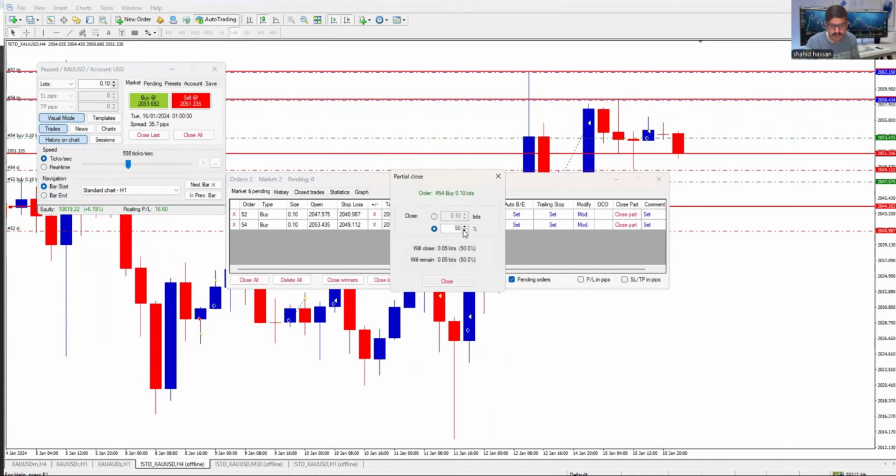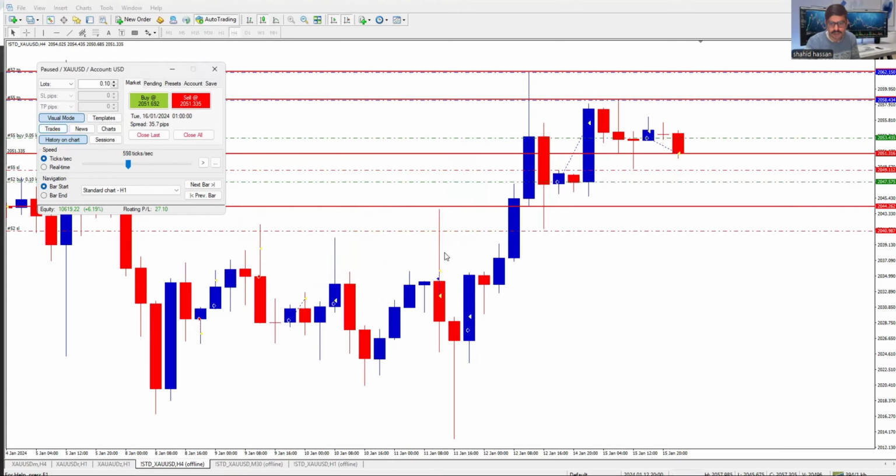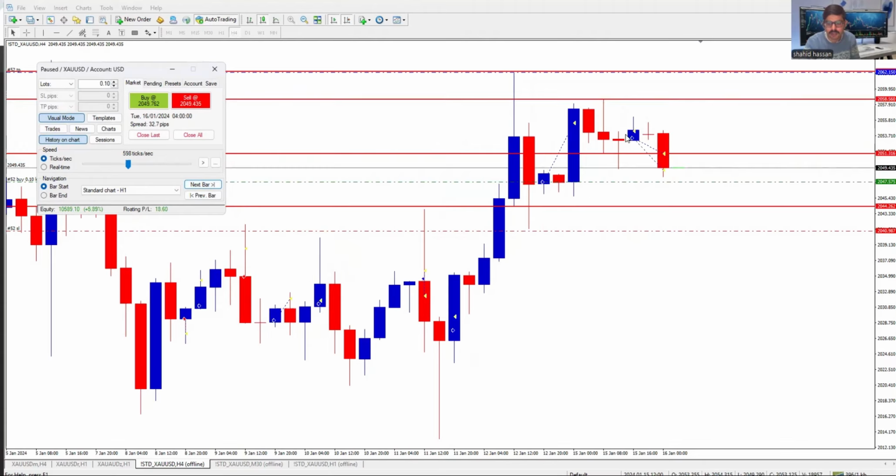First TP. The market is close to the first TP. Let's take it again. 50% first TP done. The market is coming against us. There is no problem here. We will close it by 50% and keep 50% running.